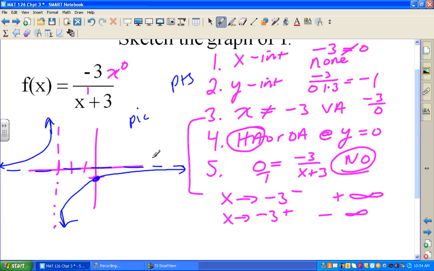If you want to label the picture, you can. Right now, the calc kids are labeling graphs also. They're putting in some extra points that you don't have yet. Okay? Questions on anything?